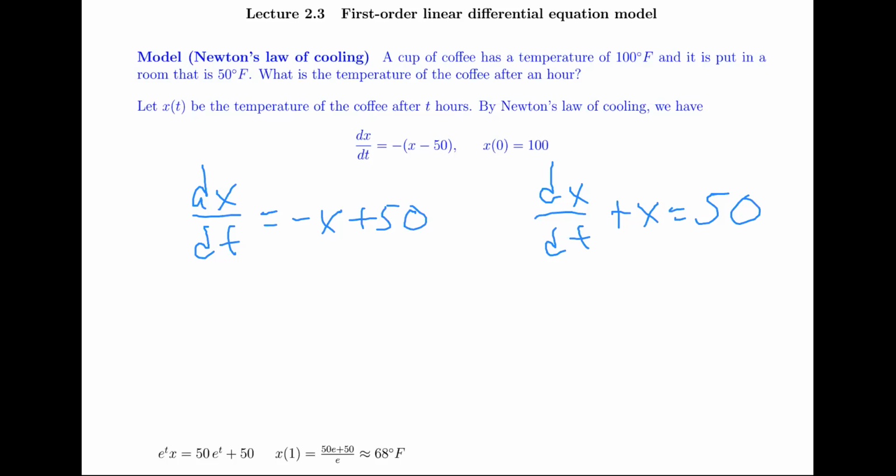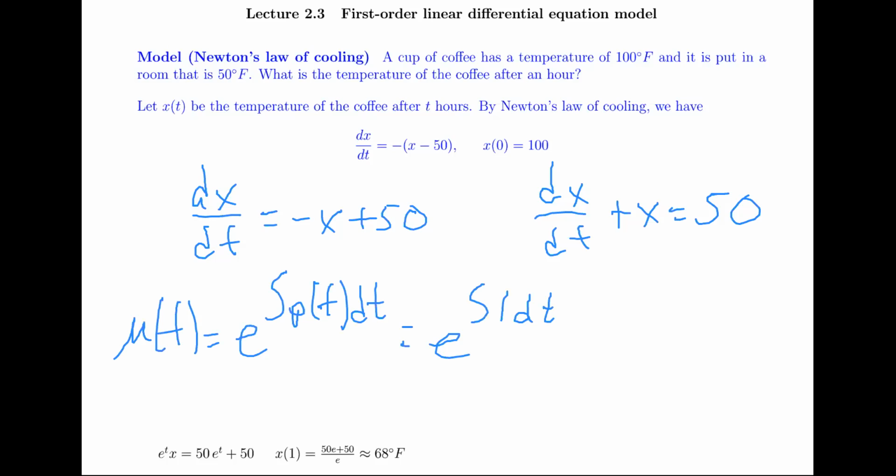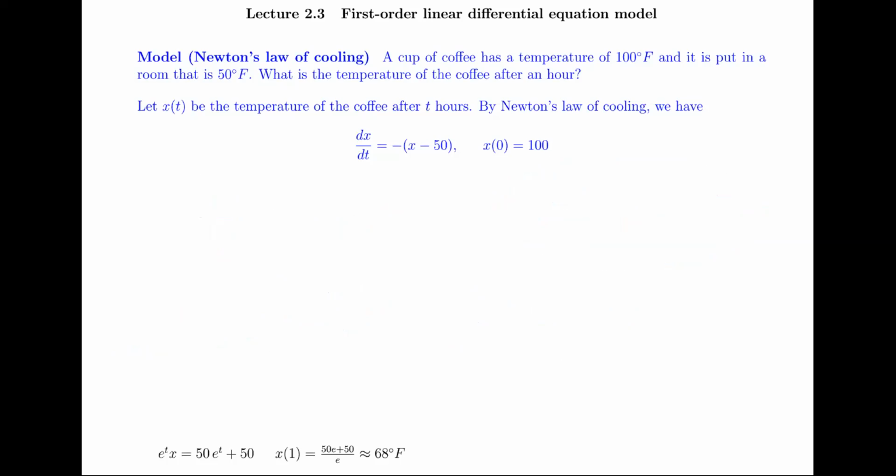And our integrating factor is always mu of t equal to e raised to the integral of p of t dt, which is e raised to the integral of 1 dt. So this is e to the t. So that is our integrating factor. So we want to take our equation in standard form, and we multiply that by e to the t everywhere. So let's go ahead and do that.